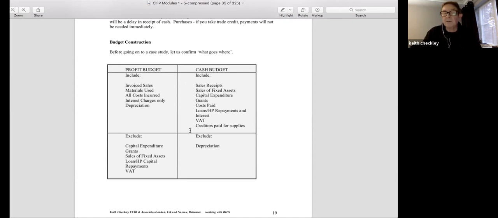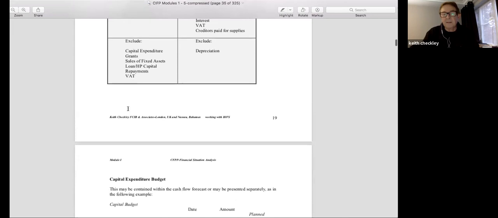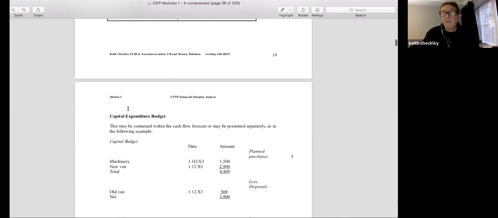The cash flow forecast should not include depreciation because it's not a cash flow expenditure. What it actually is, is a charge against the income statement. Depreciation is a bit tricky. We'll come on to that in more detail. So that's some of the items there.